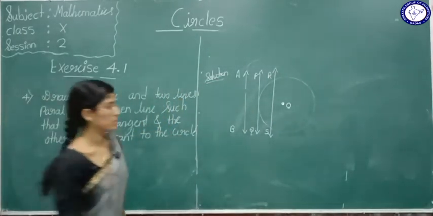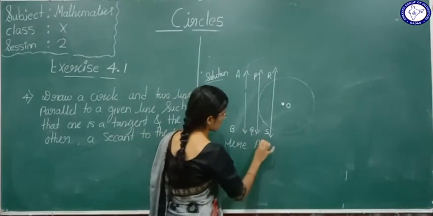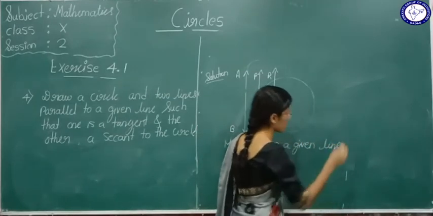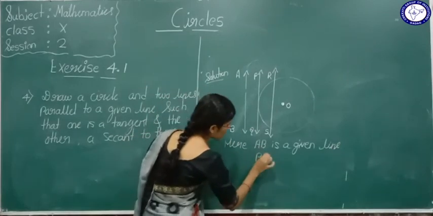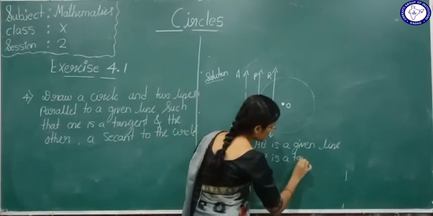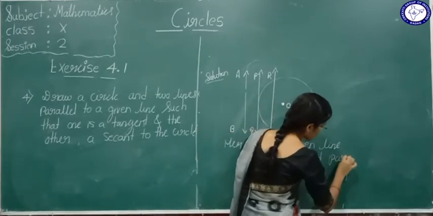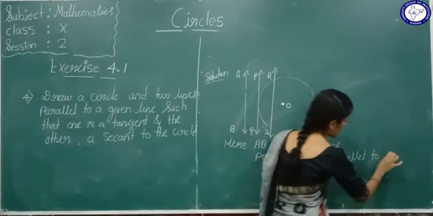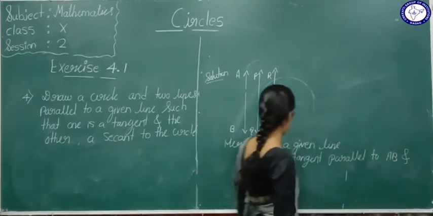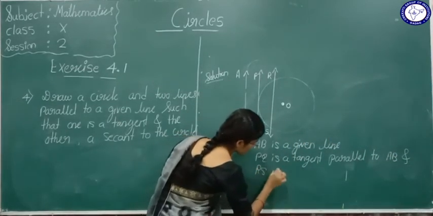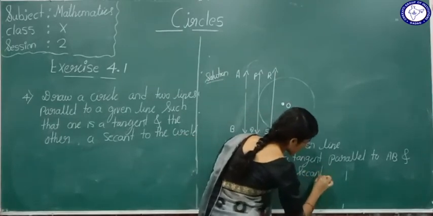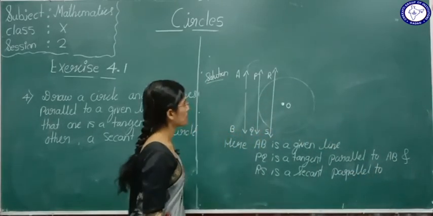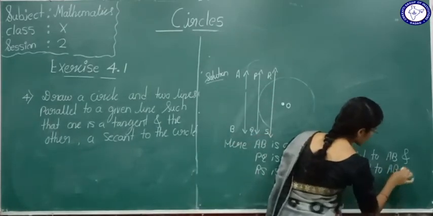Here AB is a given line. PQ is a tangent parallel to AB, and RS is a secant parallel to the given line AB.